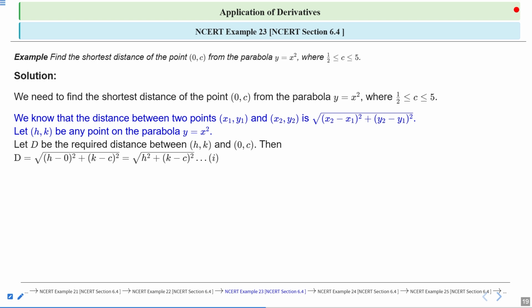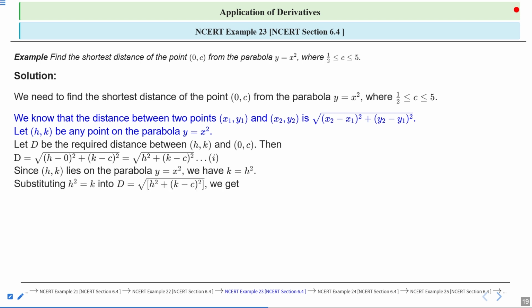Then d will be equal to root over (h − 0) whole square plus (k − c) whole square, which is equal to root over h² plus (k − c) whole square. This is equation 1. Since (h, k) lies on the parabola y = x², we have k = h². Substituting h² = k into d = root over h² plus (k − c) whole square, we get d = root over k plus (k − c) whole square.